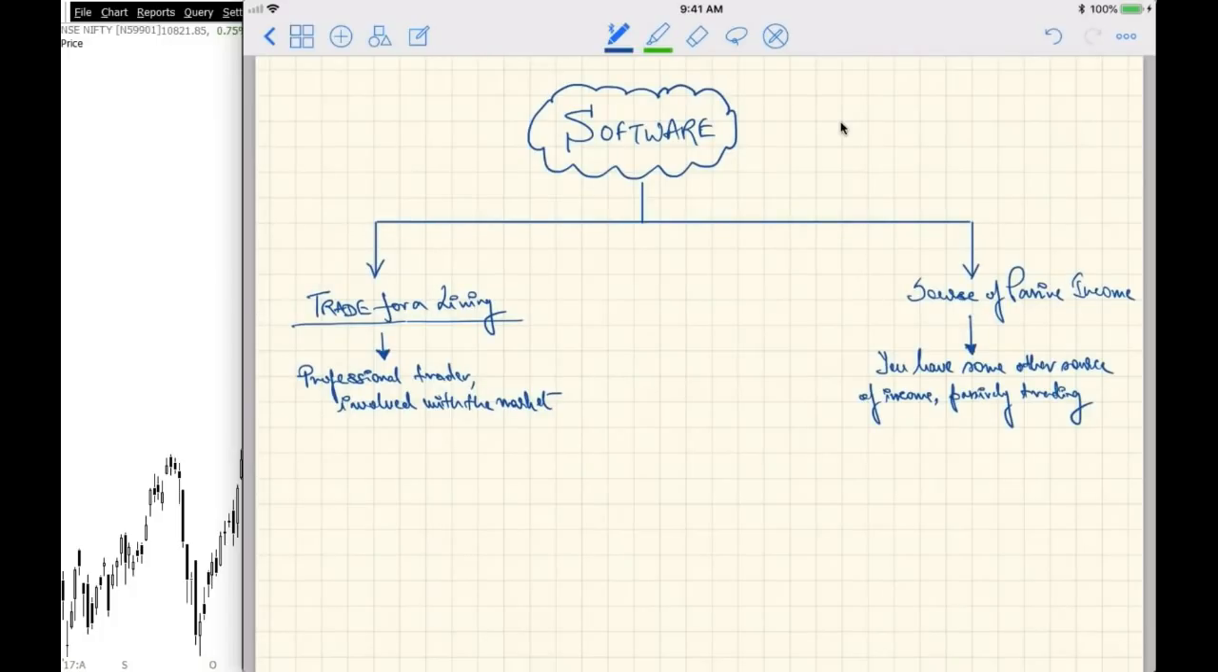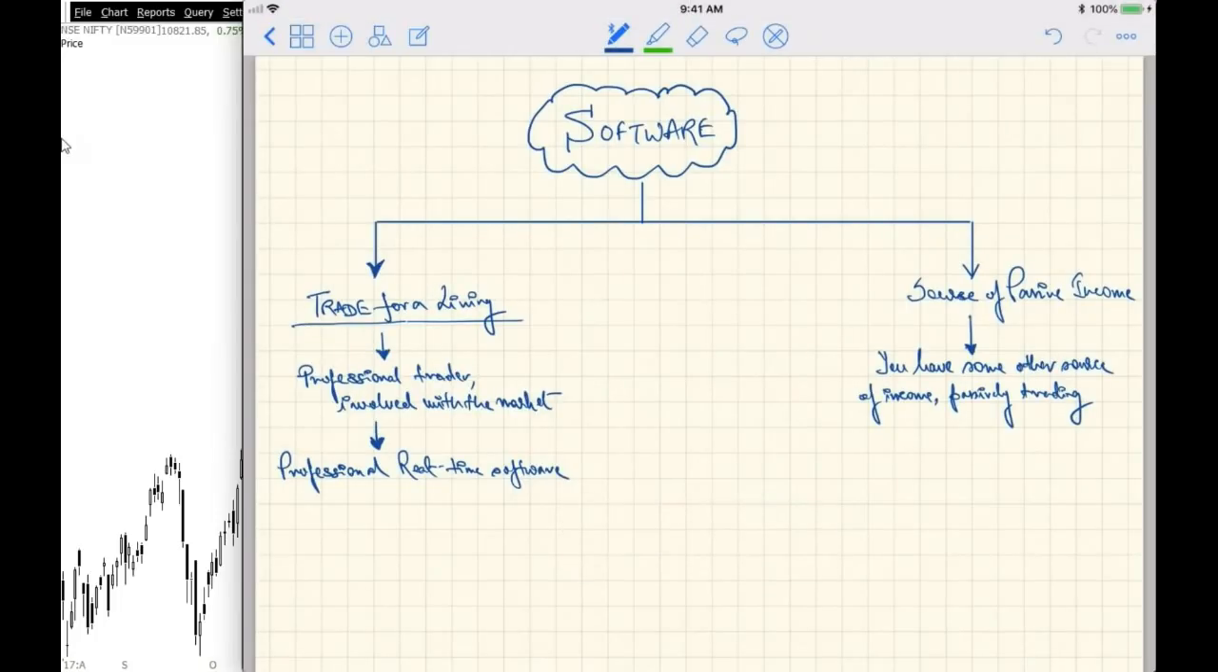If you see yourself as a professional trader and you want to trade for a living in any market, you will need a professional software, or I would rather say a professional real-time software, because you need to have the pulse of the market. You need to know what's happening in the market every minute.